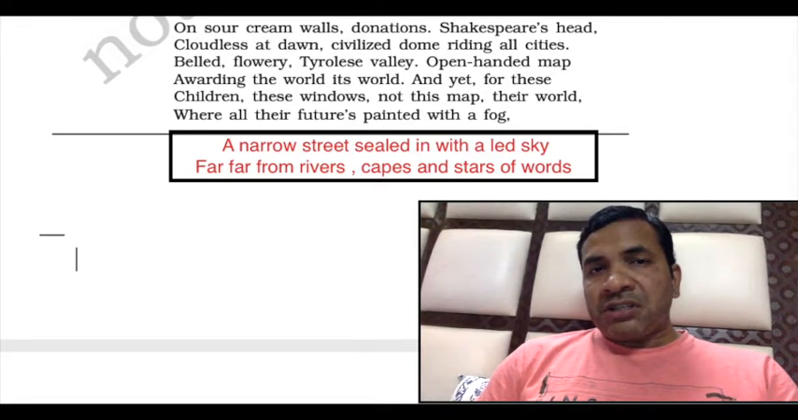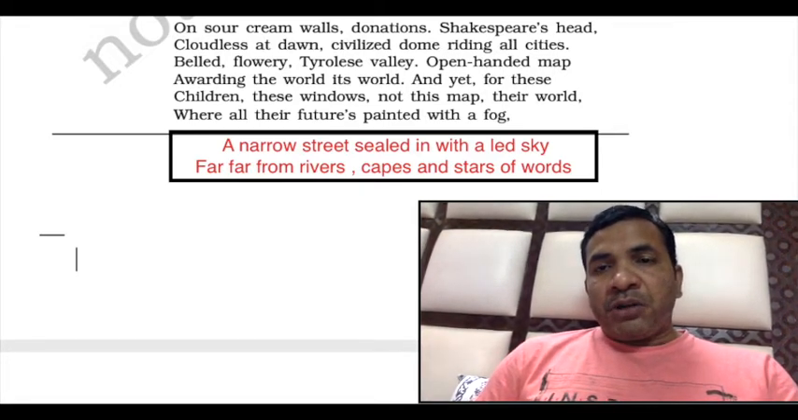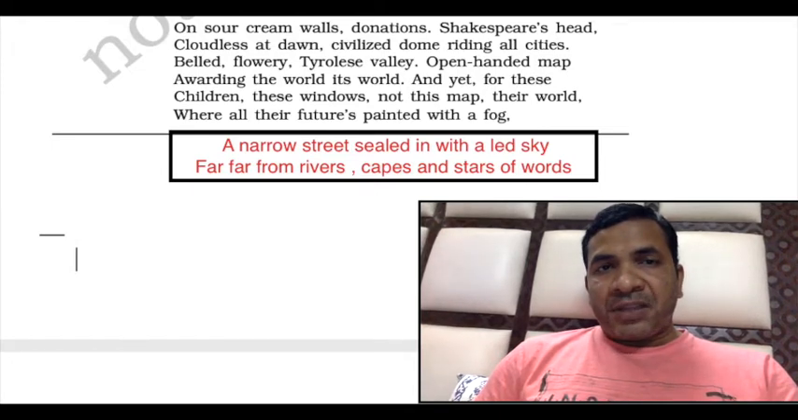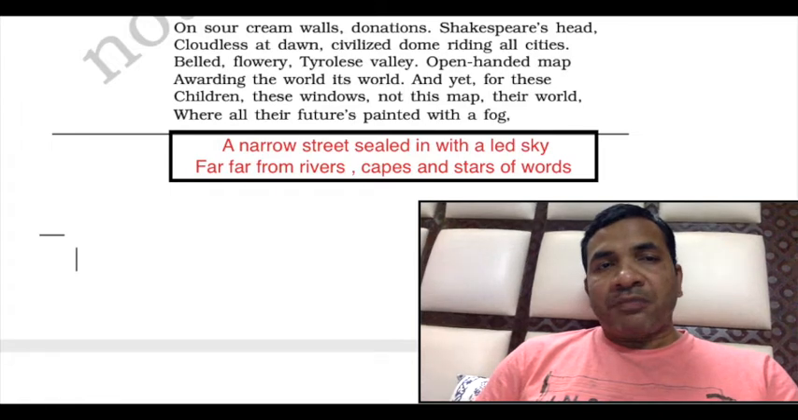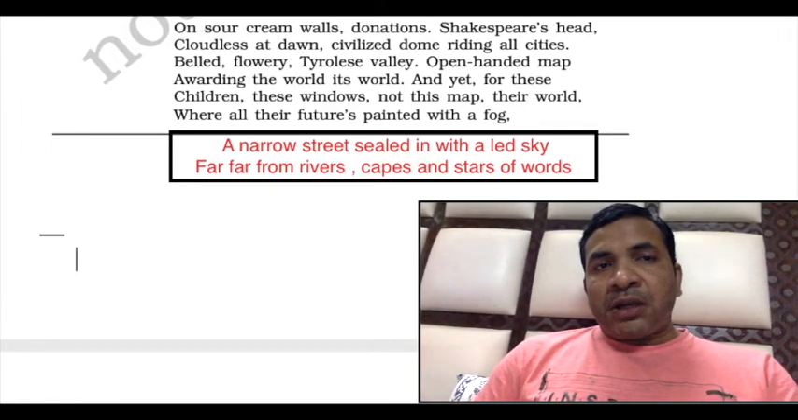So what these donations are? Shakespeare's head. There is a portrait of Shakespeare beautifying the wall of the classroom. Then there is a landscape. There is a scenery hanging on the wall of the classroom that has been showing a cloudless sky at dawn, that has been showing a morning sky that is cloudless.